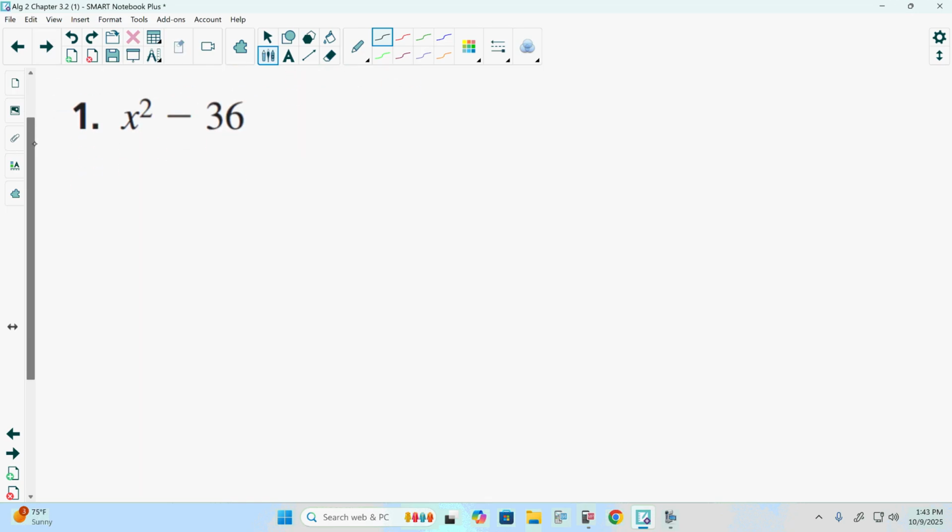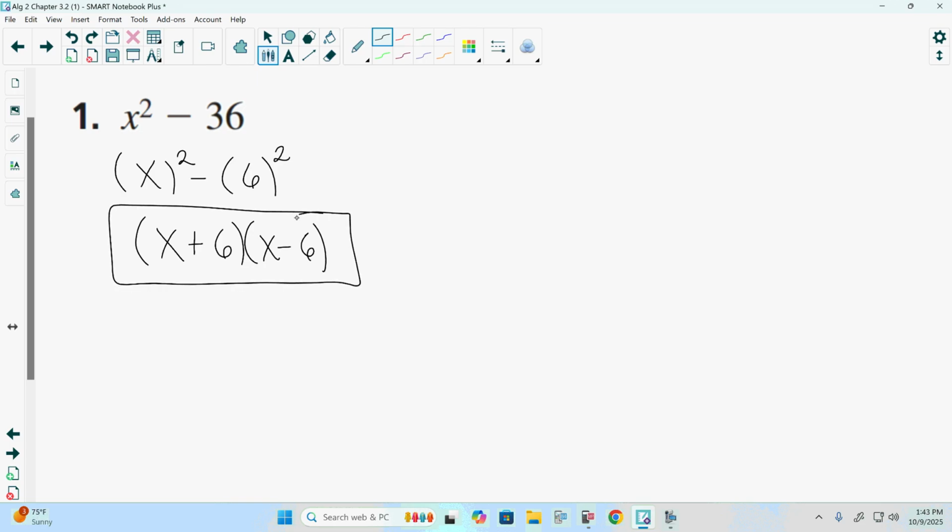x squared minus 36. 36 would be 6 times 6. If you're having trouble finding what times itself is that number, we can take the square root. Square root of 36 is asking what times itself gives us 36, and it would be 6. And what times itself gives us x squared? Well, that would be x. So this would factor to x plus 6 times x minus 6.